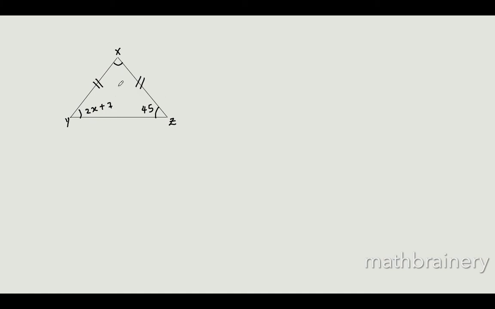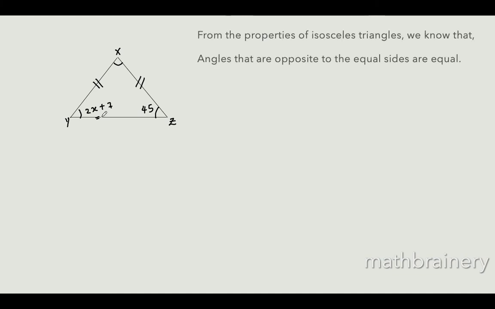Look at this question. We are given a triangle XYZ. This triangle is an isosceles triangle. Now to find out this value of x here, we use the property of isosceles triangle. Now we know that in an isosceles triangle, angles opposite to the equal sides are equal. Now you see in this isosceles triangle, XY is an equal side and XZ is an equal side, right?